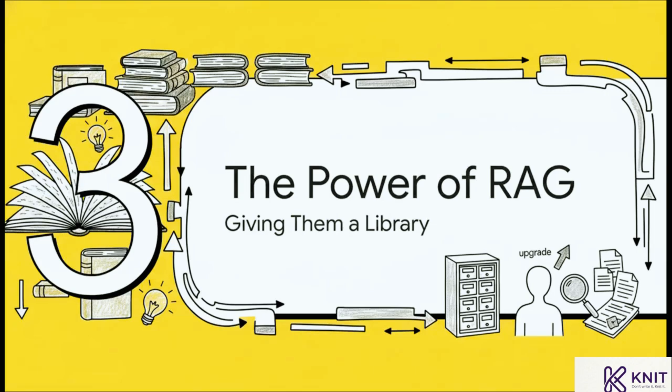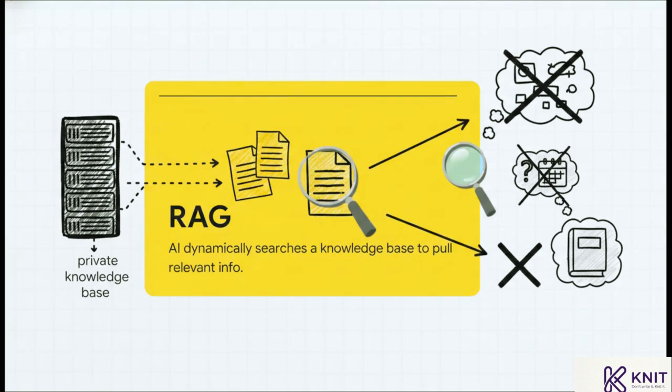Let's jump to Section 3, the power of RAG, giving them a library. Okay, so we know our employee's knowledge is frozen, and we just learned that dumping 1,000,000 pages on their desk is going to bankrupt us.